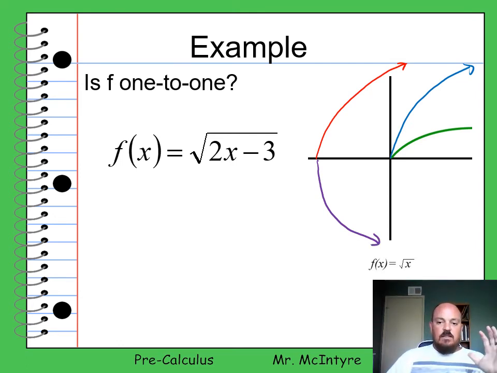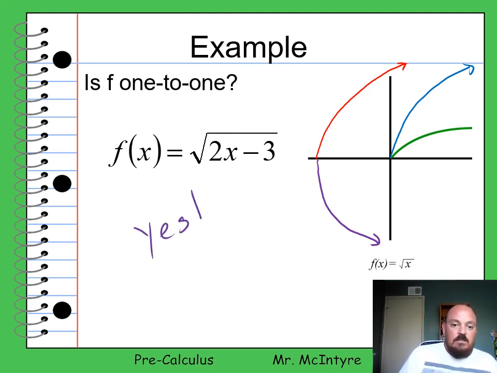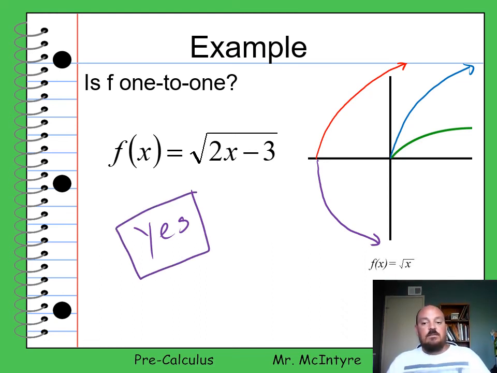So the idea is the basic transformations aren't going to change whether your graph is one-to-one. That means as long as you understand the graphs from our library, any square root graph is going to be one-to-one. So the final answer to the question, that was a long explanation, is yes, it is. And that means it does have an inverse.